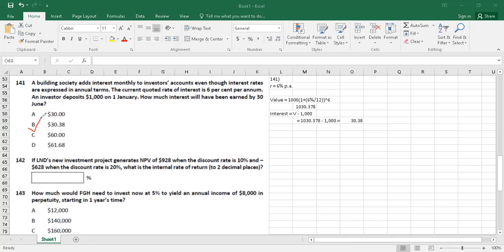If L&D's new investment project generates an NPV of 928 when the discount rate is 10% and minus 628 when the discount rate is 20%, what is the internal rate of return to two decimal places? First, let's understand what is IRR. Let's understand the concept of IRR. Then we can do the interpolation. So we'll go back to the PPT.